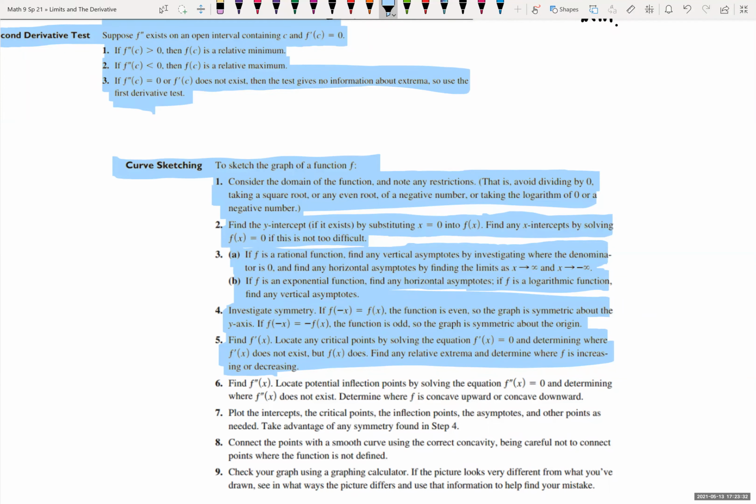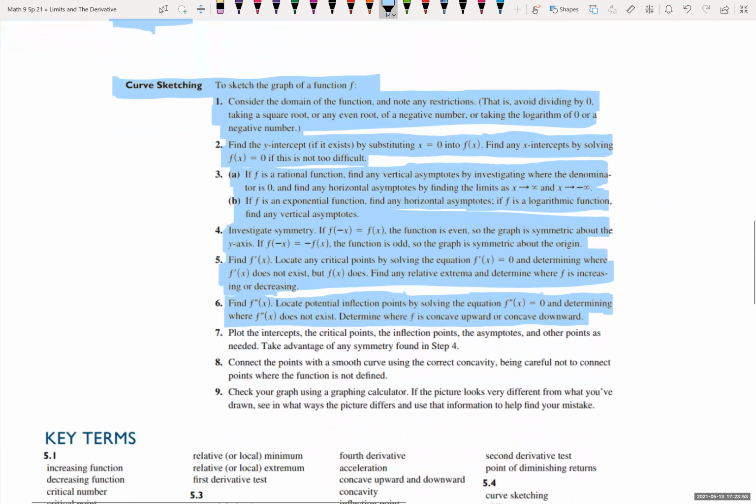Then, once we've done the first derivative, we can find the second derivative to find any potential inflection points where it's changing concavity. This is where our second derivative is equal to 0, and where our second derivative doesn't exist. So determine if f is concave up or concave down. We're going to plug our intervals into that second derivative.